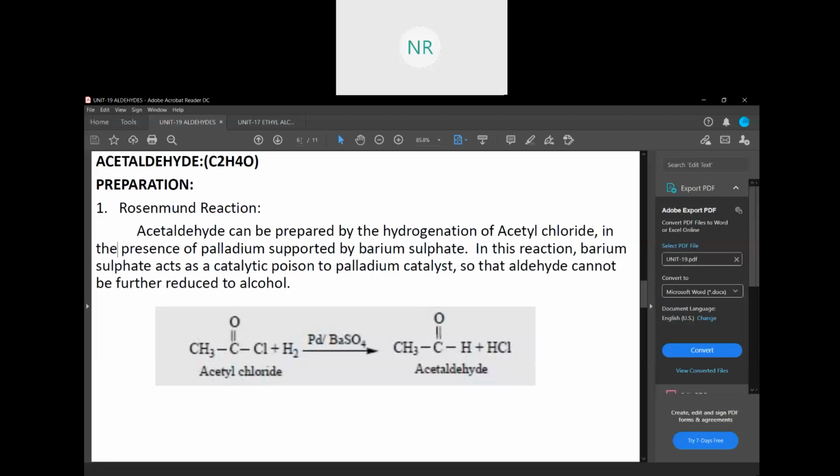So next is acetaldehyde, C2H4O. This is your preparation of acetaldehyde from acetyl chloride, or write about the Rosenmund reaction. It can be asked by any name. So acetyl chloride plus hydrogen, in the presence of palladium as the catalyst and barium sulfate as a catalytic poison. You have to mention those points. If it is asked as the Rosenmund reaction, you have to write both the paragraph and the reaction.